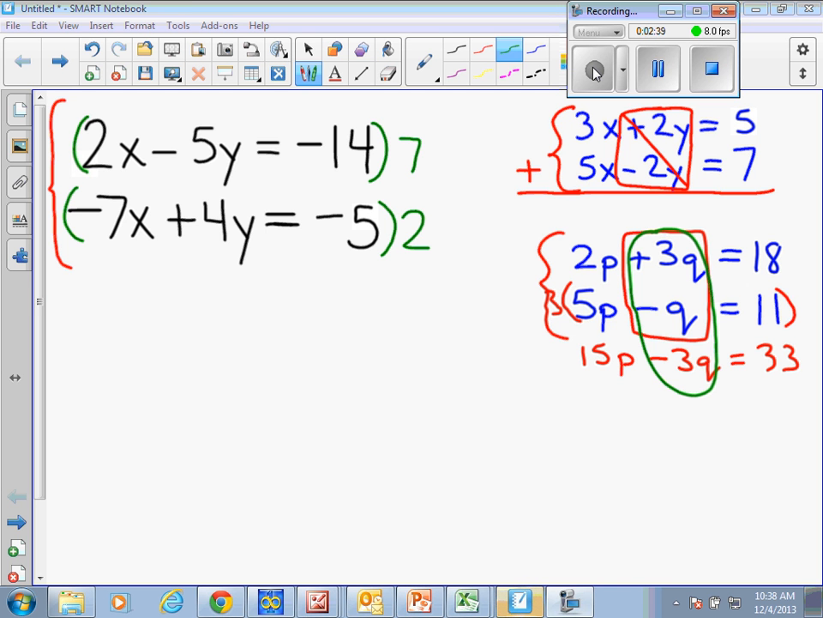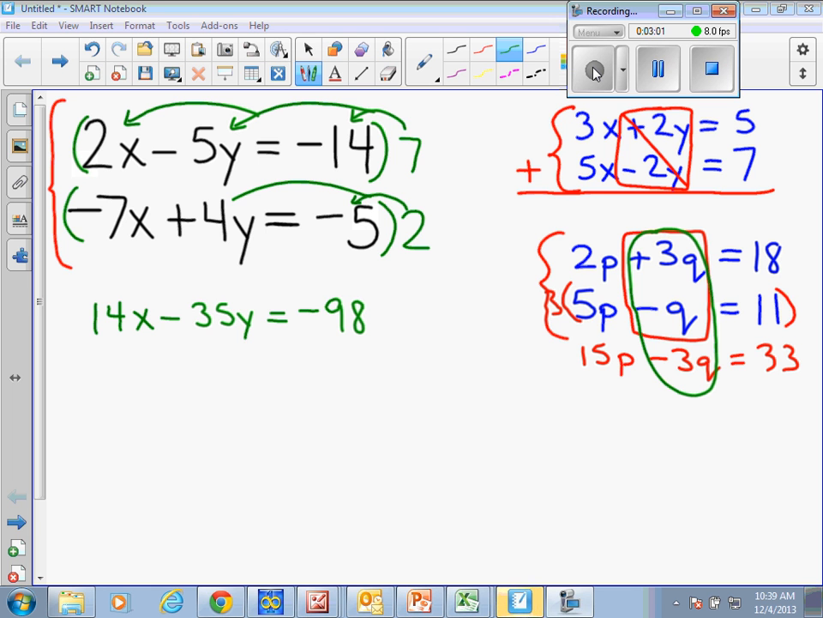So now, remember, the most important part here is that I have to multiply every one of these terms by 7. So that gives me 14x minus 35y equals a negative 98. And now when I do that to the second equation, multiplying everything by 2, I'm going to have a negative 14x plus 8y equals a negative 10.